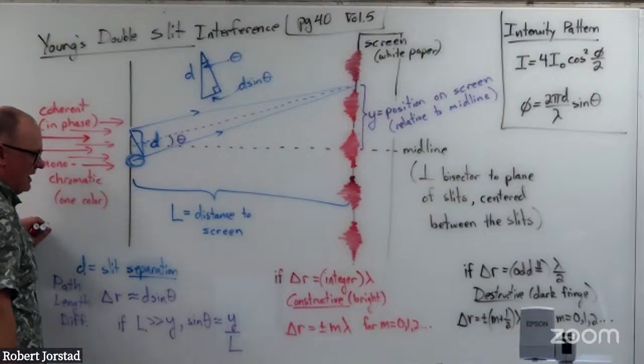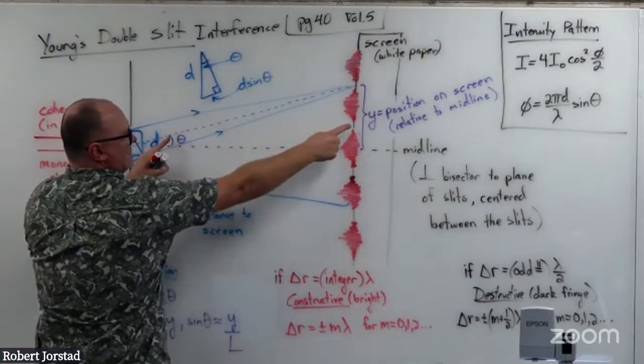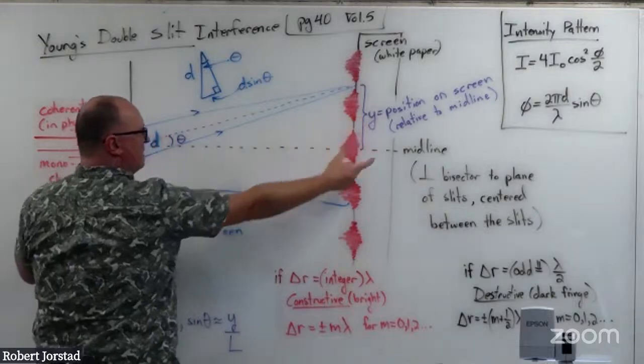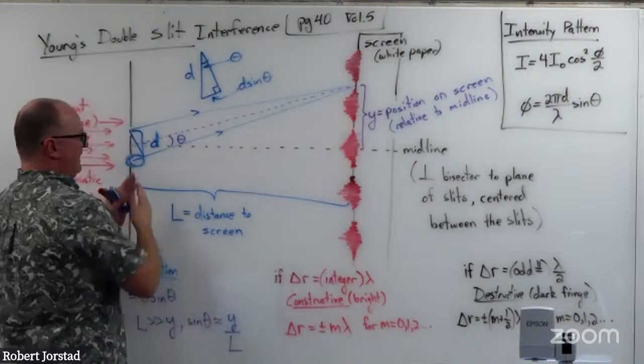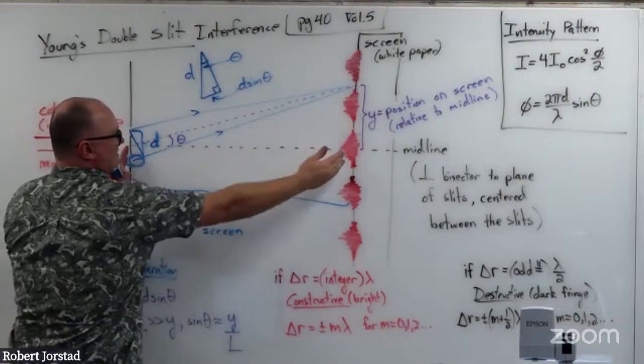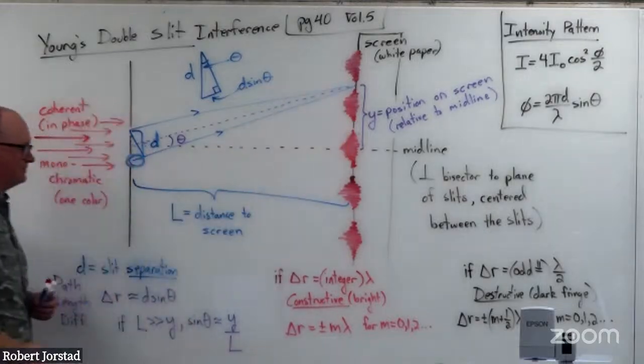Typically, sine theta is approximately tan theta, which is y over L. Sine theta should be y over this hypotenuse, but if this angle is really small, the distance to the screen is almost the same as that length right up there, and that's pretty much true.